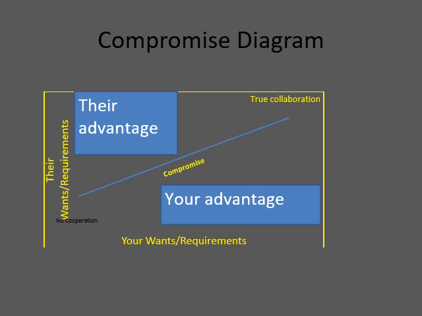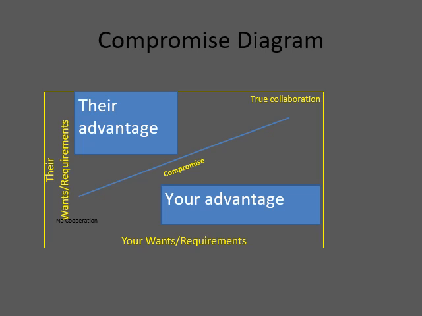So let's go to the top right hand side of this line, which I've labeled true collaboration. Now, true collaboration happens pretty much when both sides are near 100% aligned. That is, you want exactly the same thing, possibly at exactly the same time, or at least in sequential time. And requirements-wise, cost-wise, all the stars are aligned. Everything working together.